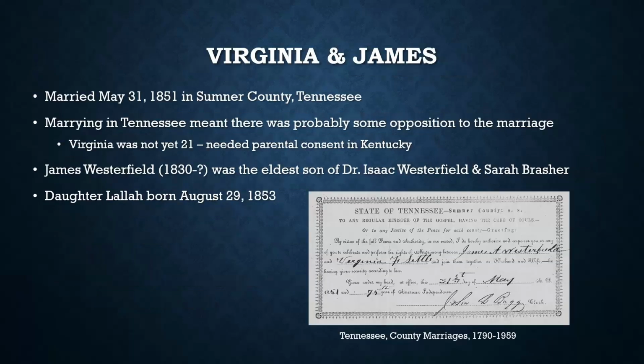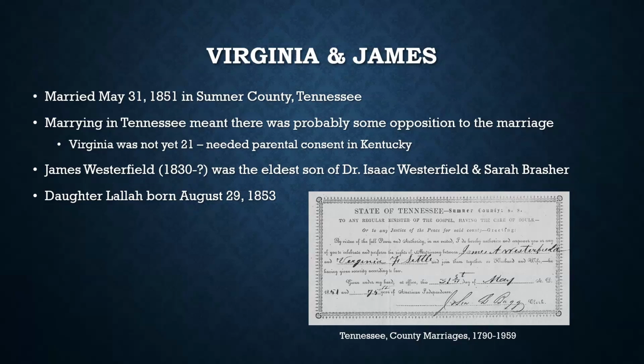So Virginia and her first husband, James, married in May 1851 in Sumner County, Tennessee, which is right across the Kentucky-Tennessee border. The fact that they got married in Tennessee probably meant that her parents disapproved of the marriage. Since she was born in September, she would not have been 21 yet, so she had to have one of her parents sign off if she got married in Kentucky. And if they were not willing to do so, that's why they would have had to go to Tennessee to get married.